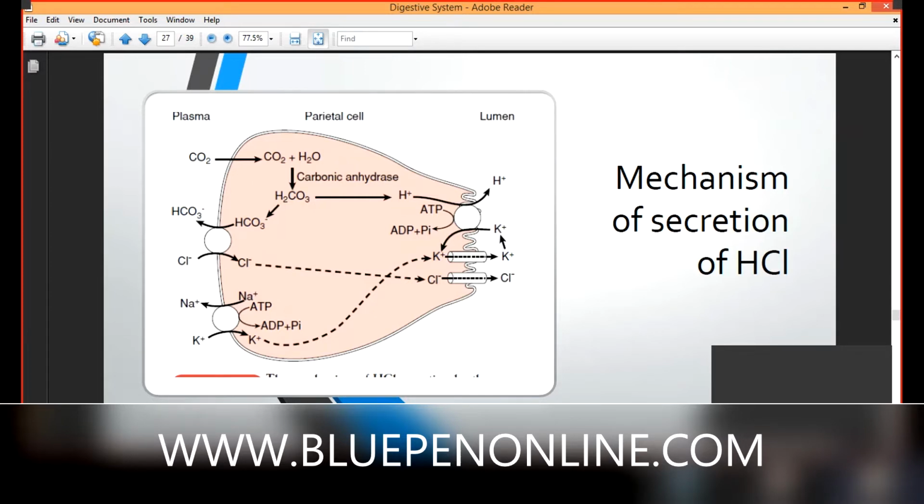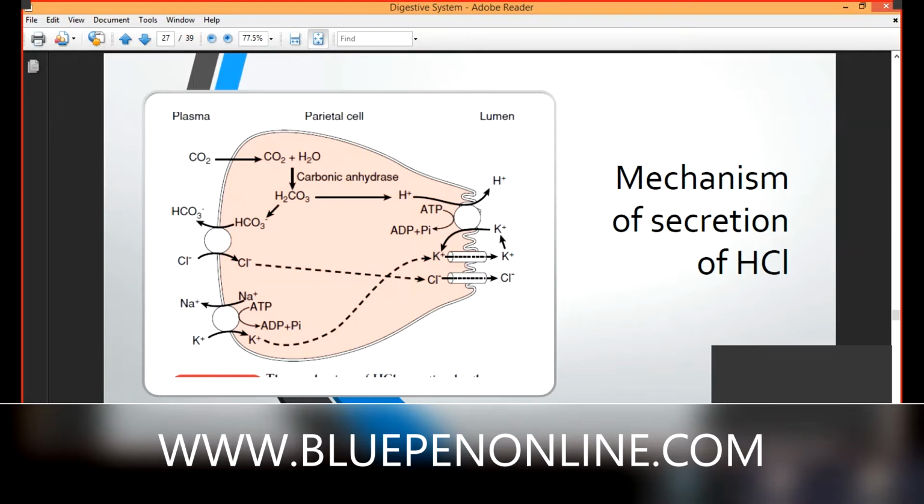Cl minus ions and potassium ions are there in the lumen. Then the H plus ions formed inside the cell, where are they formed from? H plus ions are formed from water splitting, and also from carbonic acid, H2CO3. So H plus ions are there.